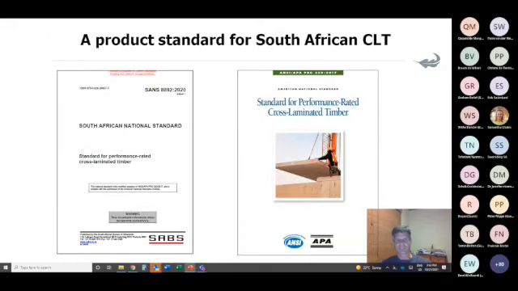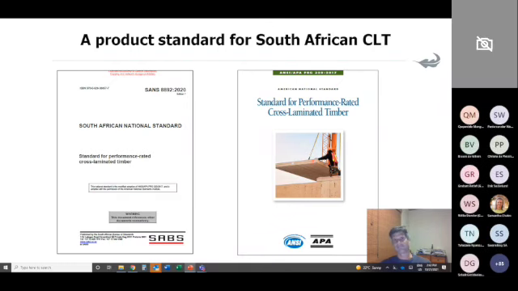A very important development for prospective CLT manufacturers in South Africa was the development of a CLT standard for South Africa, and that standard came out in 2020. It was basically an adoption of the American standard for CLT. What we did was just replace all the American specific content with South African content to make it fit for purpose for South African users of the standard.